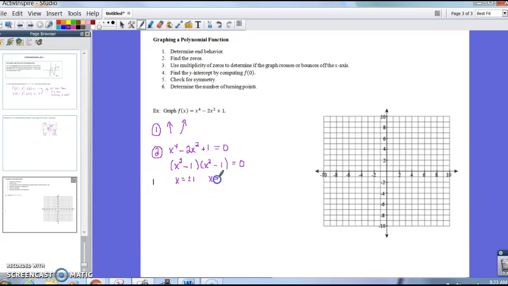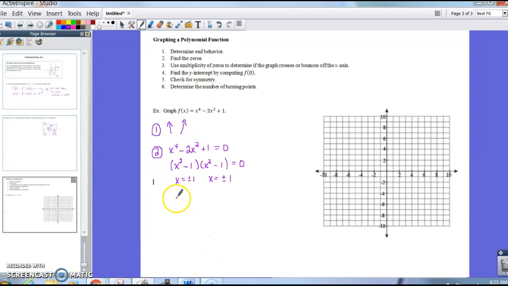Here my roots are also x equals plus or minus 1. So +1 shows up twice, -1 shows up twice. So they both have a multiplicity of 2. That takes us to step 3.